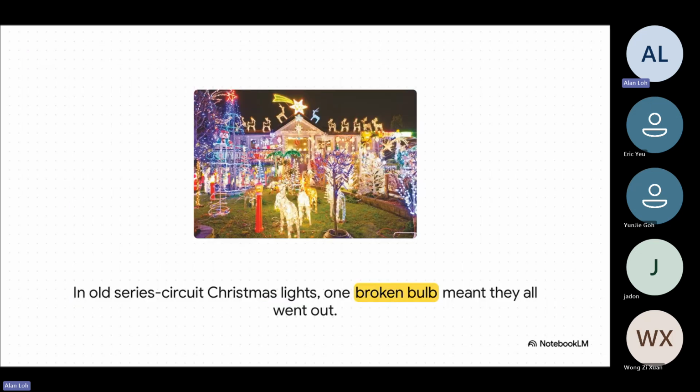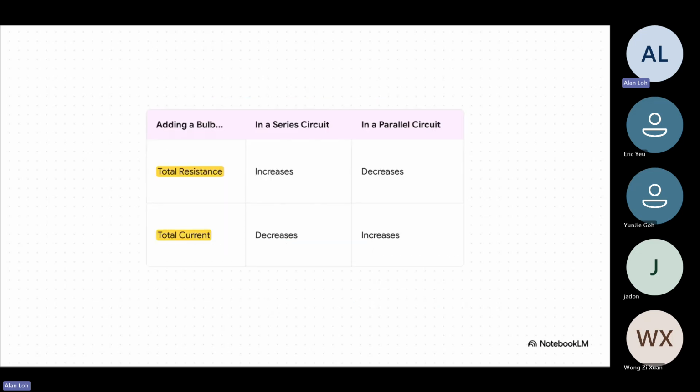You've definitely seen a series circuit in action if you've ever dealt with old, cheap Christmas lights. Remember those? Because it's all one single loop, if just one of those tiny bulbs burns out, it breaks the entire path. And poof, the whole string goes dark. Super frustrating.